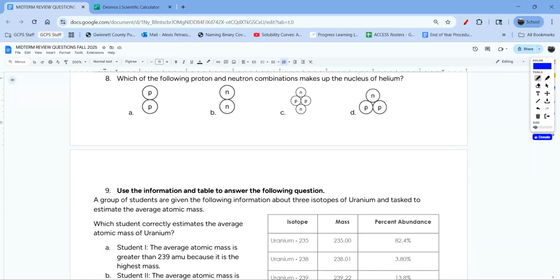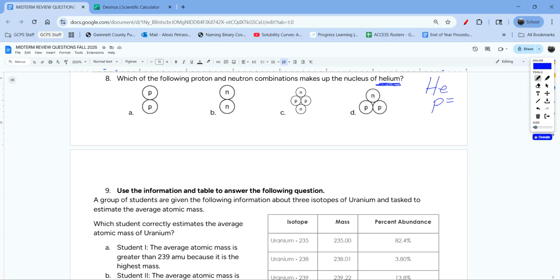People miss this, and it makes me honestly want to cry when people miss this. Please don't miss a question like this. Which of the following proton and neutron combinations, so P and N stand for proton-neutron, makes up the nucleus of helium? Find helium on your periodic table.